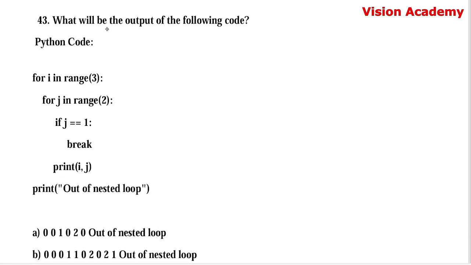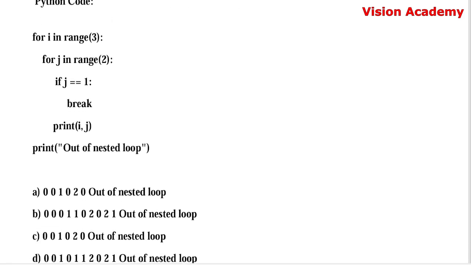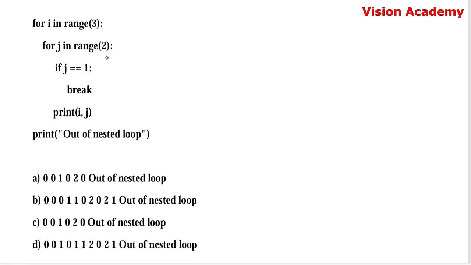Question number 43. What will be the output of the following code? Python code. For i in range(3): for j in range(2): if j == 1: break; print(i, j). Print "out of nested loop". Option A, 001020 out of nested loop.